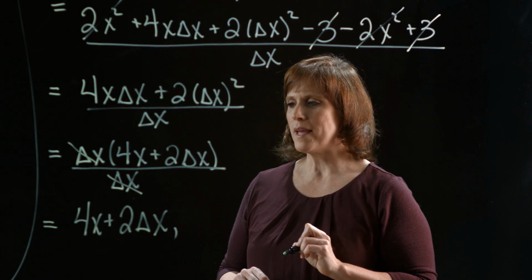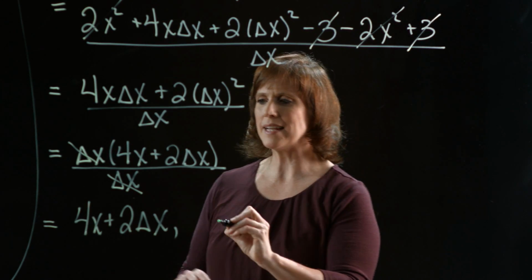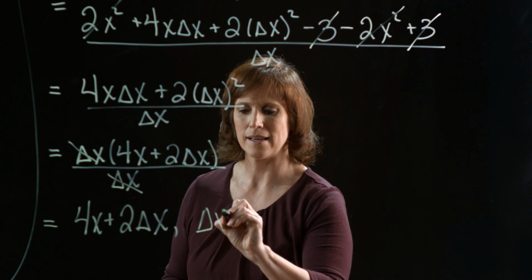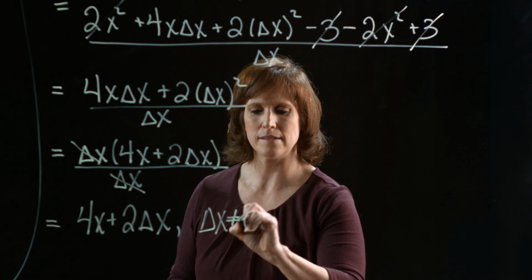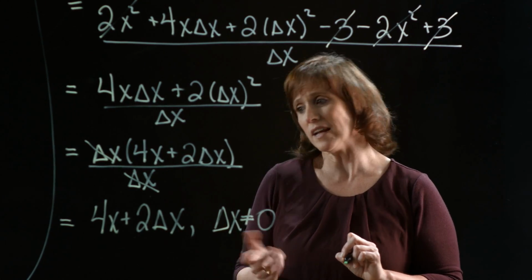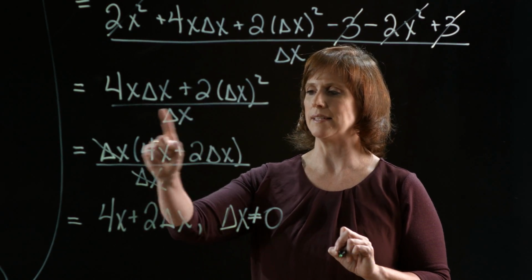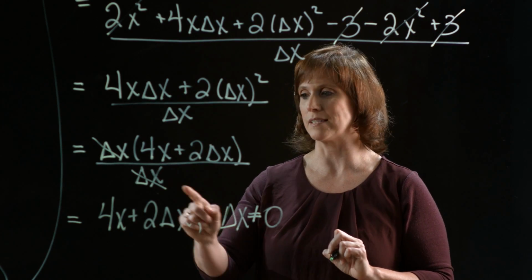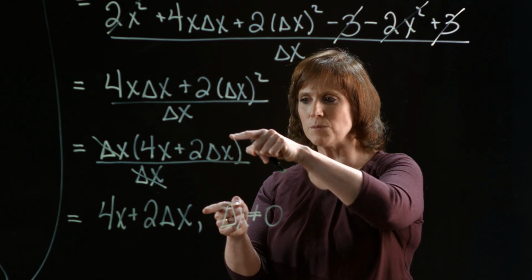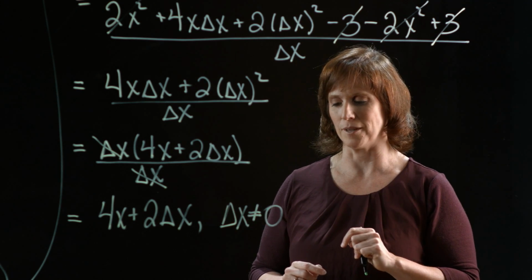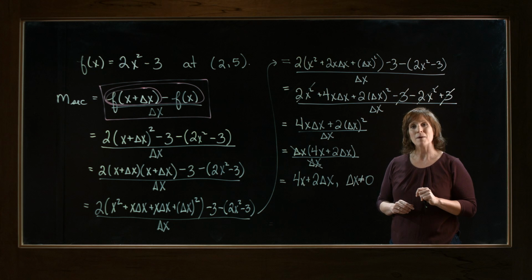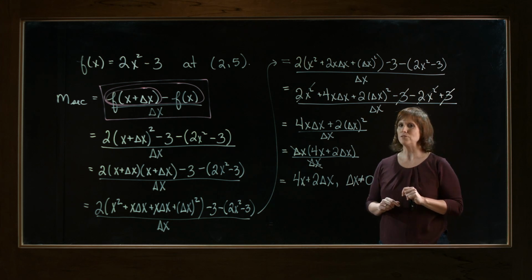Now there's one thing I want to make sure I take care of here, and that is that these two expressions are the same as long as delta x does not equal 0. If delta x equals 0 in my last step, the answer will be 4x. In the step above it, it'll be undefined because I'll be dividing by 0. So when delta x is 0 is the only spot where these two expressions are different. All right, well that is the slope of my secant line, but that's not really what I'm interested in.